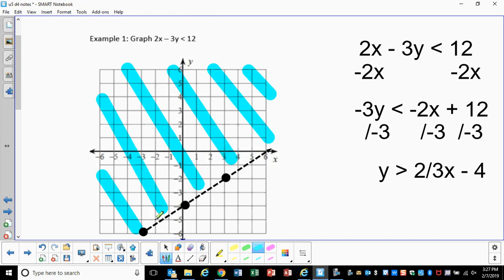Okay, they would not work because if I plug those in, I would get something like 6 is greater than 6, which is close, but it's not true. If it was an equal to kind of inequality, it would be true, and that's why it would be solid.